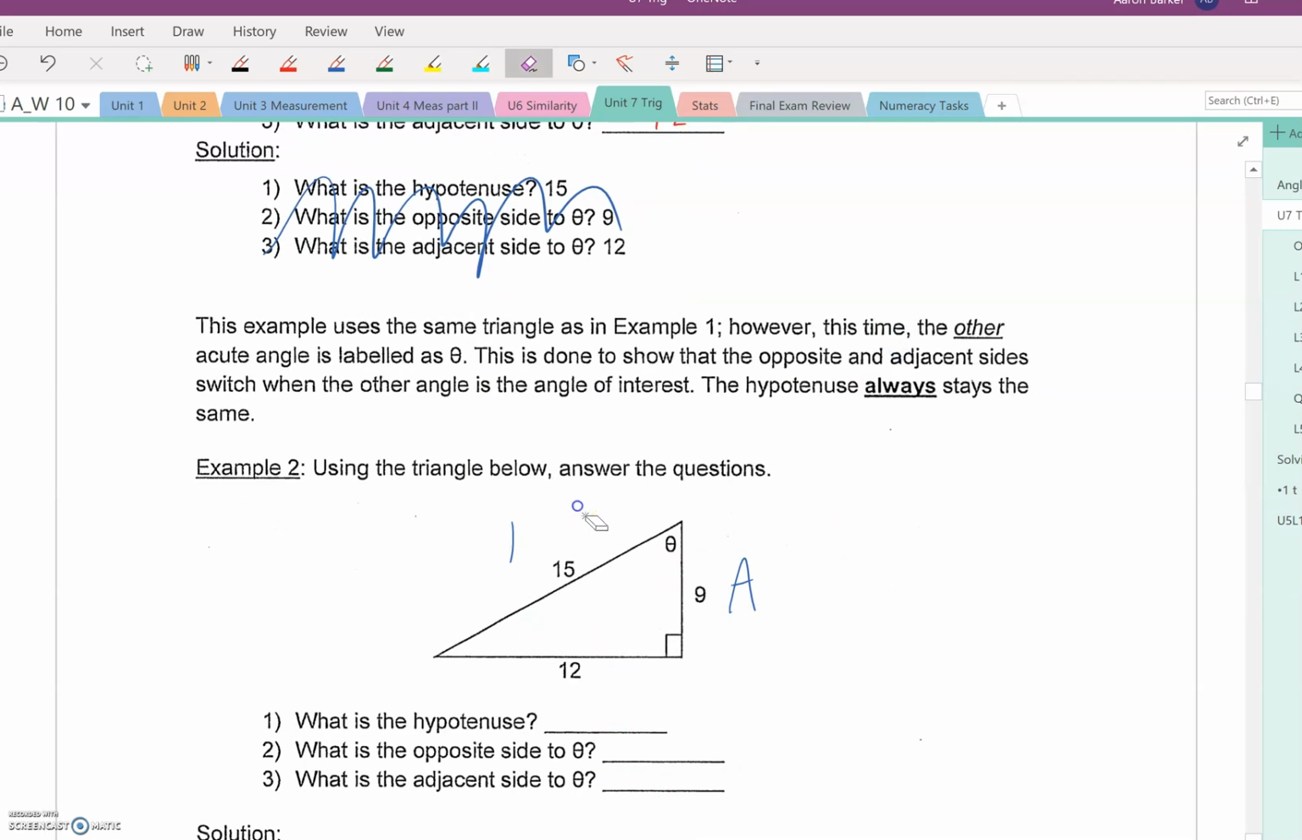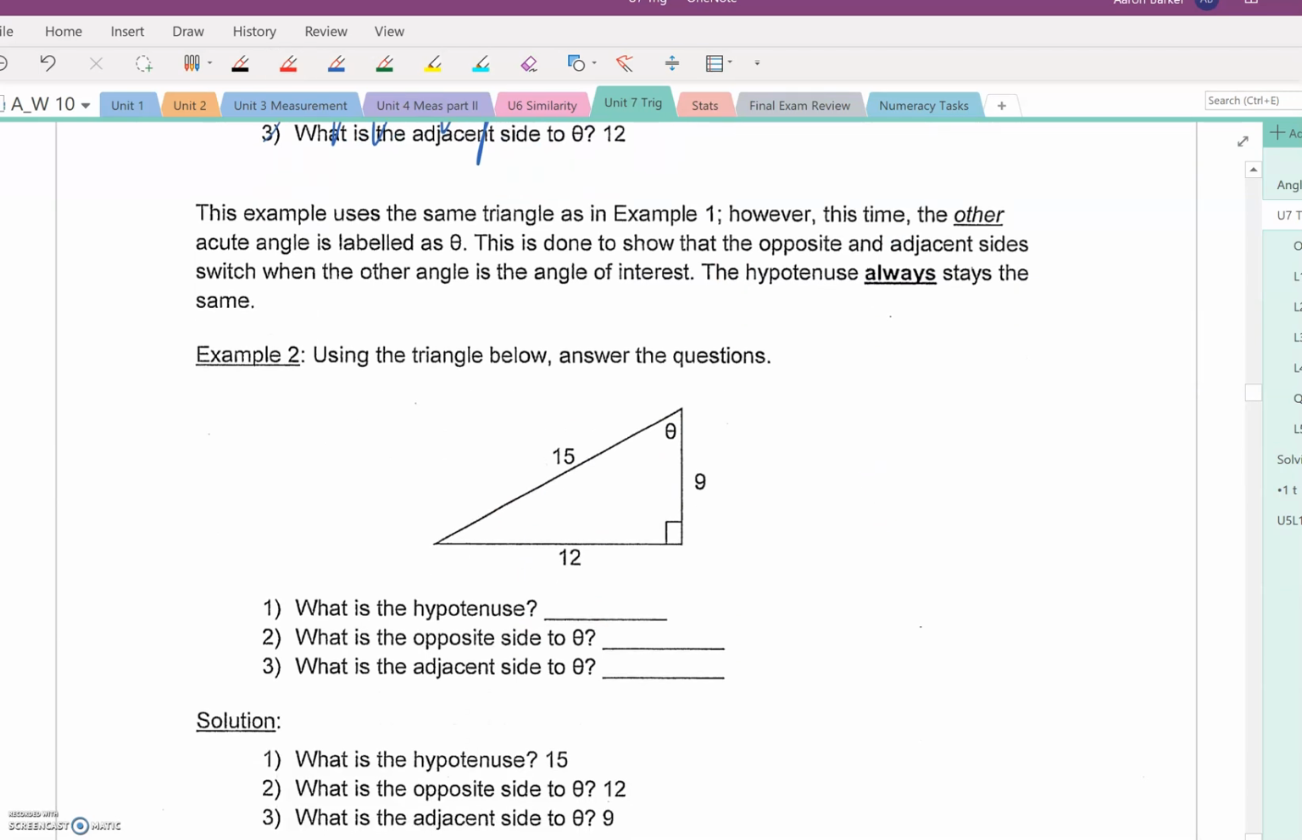You're going to be labeling your HOA. You practice it. Label your HOA. So you should have started with 90 degrees, gone up here, that's hypotenuse. Then you should have started with theta and gone down, that's the opposite. Always straight lines. One that's left over, adjacent. So which one's hypotenuse? 15, opposite is 12, and adjacent is 9.